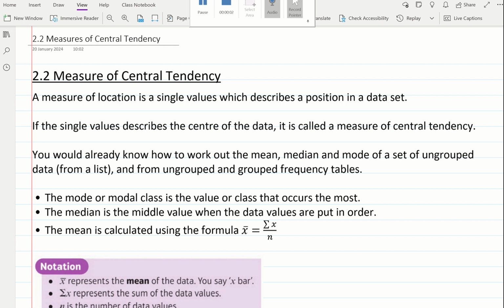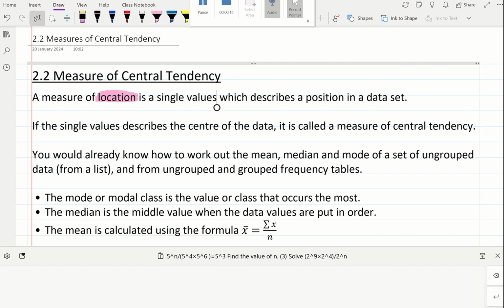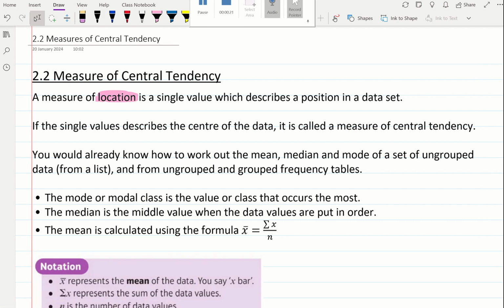In this video, I'm going through S1, Chapter 2 and Section 2.2, which is Measures of Central Tendency. A measure of location is a single value which describes a position in the data. For example, the median is a measure of location and it describes a particular value with a particular position in the data, and that is the middle position. If the single value describes the center of the data, it is called a measure of central tendency.